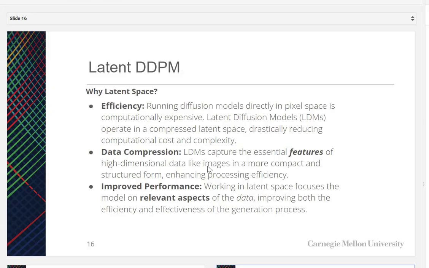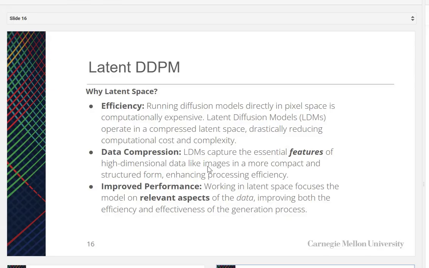Now, for the latent DDPM. So why do we need a latent space in diffusion models? The first reason, and one of the most important reasons, is efficiency. Running diffusion models directly in pixel space is computationally very expensive. So LDMs operate in a compressed latent space, which reduces the computational cost and complexity.